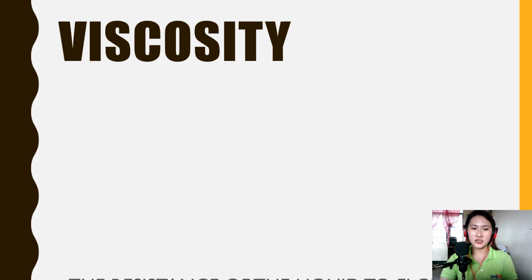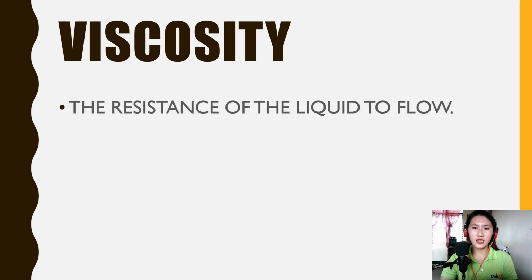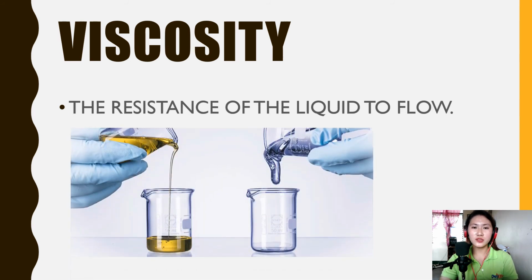Next, we have viscosity. This is the resistance of the liquid to flow. So those substances with high viscosity, ibig sabihin magiging malapot yung substance or hindi talaga siya mag-flow. Whereas kung low yung viscosity naman, ibig sabihin hindi gaanong malapot yung substance. So for instance, in this example here, this yellow substance has low viscosity compared to this clear substance kasi mas malapot ito compared dito. Okay?